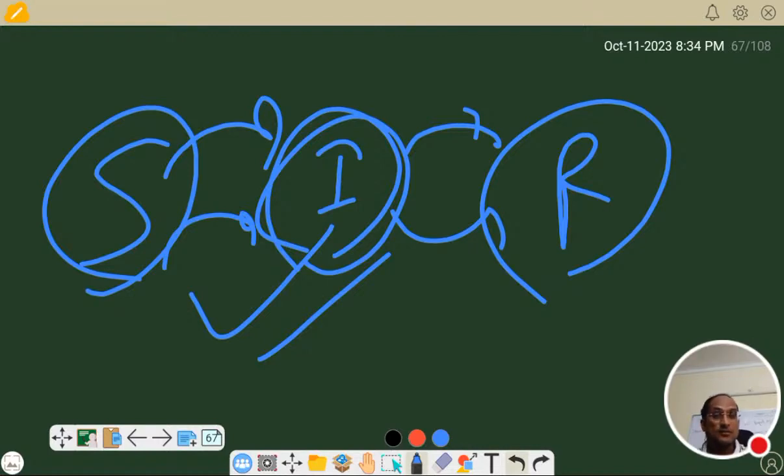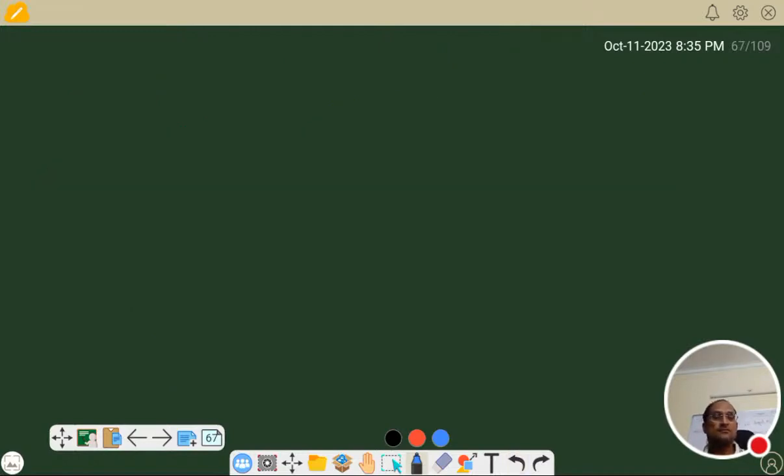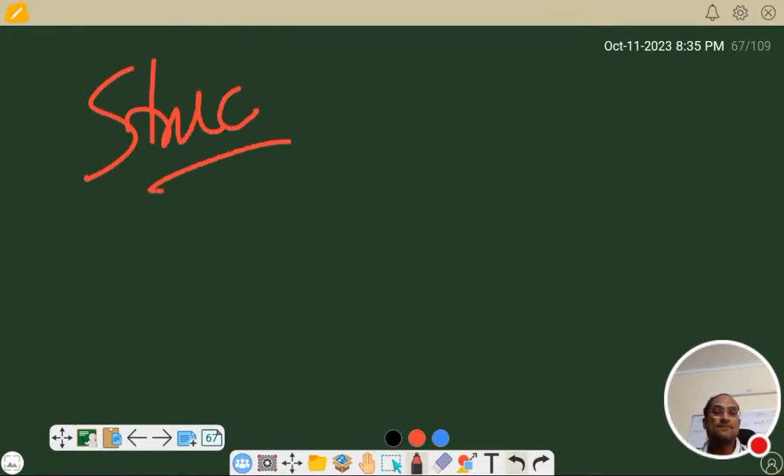So the cognitive and psychoanalytic perspectives both were shaped, the foundations were laid in the structuralist approach itself. You see, the psychoanalytic approach, not only the psychic determinism, you see, what are they studying? Structure of the unconscious. Here what is being studied? Structure of the conscious. You see, this is structuralist. This is your psychoanalytic approach.